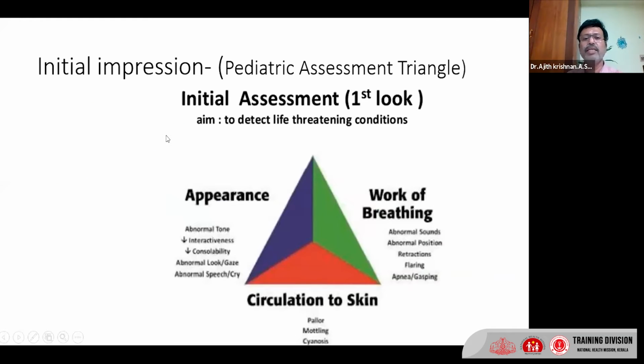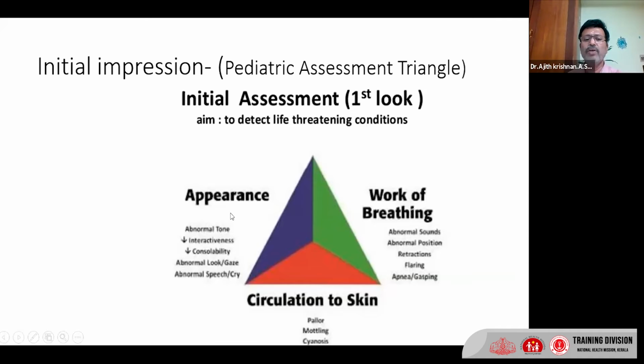And this is the initial impression, that is the pediatric assessment triangle. This is on looking at the child, what do you feel? The appearance, work of breathing, and circulation to the skin, the color of the child. The aim is to detect a life-threatening condition. Are we dealing with a life-threatening condition or not? So if the child is having abnormal tone, increased flaccidity or increased stiffness, the child is not looking at you, and the breathing is irregular or apnea, bradypnea, the circulation, the child is mottled.